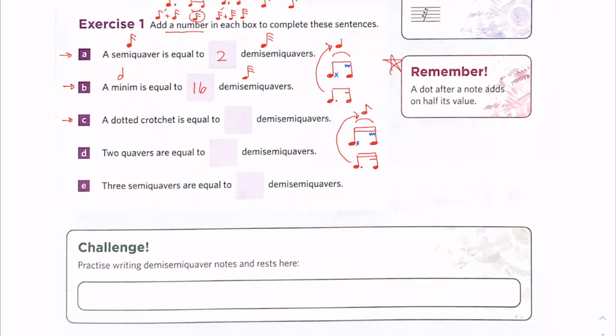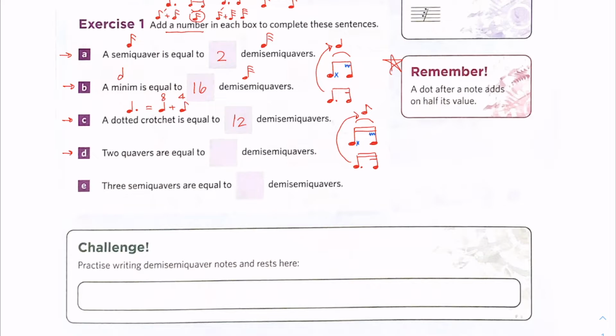Question C. A dotted crotchet is equal to how many demisemiquavers? Dotted crotchet would be a crotchet with a dot, which is the same as a crotchet plus the dot, which is half of a crotchet, which is a quaver. So a crotchet plus a quaver. In the crotchet, there are 8 demisemiquavers, and in the quaver, there are 4. So when we add them together, there are 12 demisemiquavers.